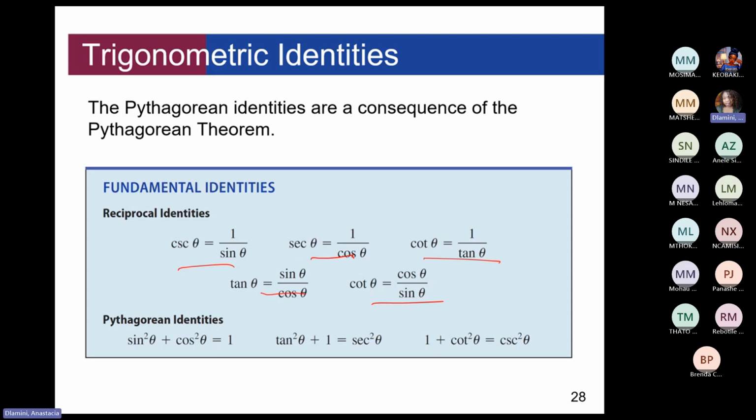And then the Pythagorean identity, sine squared theta plus cos squared theta is equal to 1. Right? And I did show you how to find tan squared theta plus 1 is equal to sec squared theta. Do you remember how we found it? We said these two identities are derived from this one. You remember how we found it, isn't it?